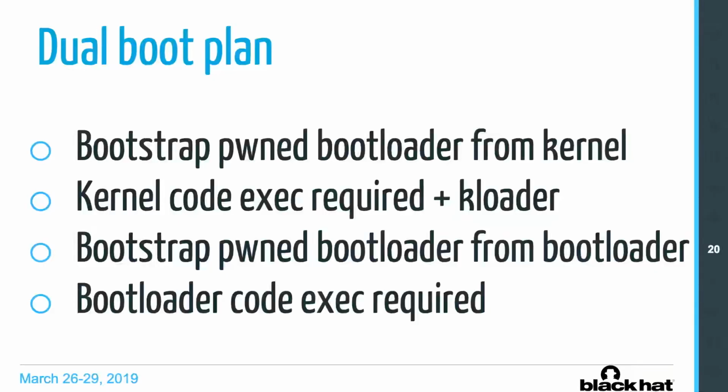Okay, so let's switch back to dual boot. The plan is that we can bootstrap our fixed bootloader from a kernel. That's one way. For this purpose, kernel code execution is required, as well as a tool called kloader. Or we can execute our fixed bootloader from another bootloader. In this case, bootloader code execution is required.